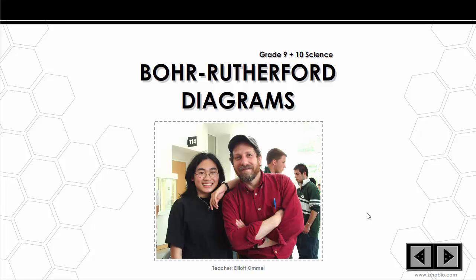I'm a high school science teacher and this is my tutorial on how to draw Bohr Rutherford diagrams. This is intended for students taking grade 9 and 10 science who are just starting out with chemistry and would like to know a little bit more about how to draw these diagrams.